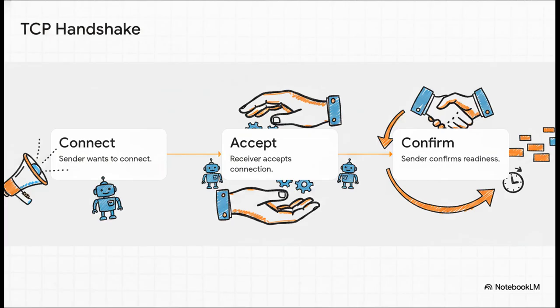TCP achieves this perfection through a meticulous setup process called the three-way handshake. Before a single piece of actual data is even sent, the two devices have a formal conversation. Step 1, the sender reaches out and says, "Hey, I want to connect." Step 2, the receiver replies, "Connection accepted, I hear you." Step 3, the sender confirms, "Great, I am ready to begin." Only after this careful verification does the data transmission actually begin. This ensures both sides are perfectly ready, but it introduces a major trade-off: communication overhead. Basically, it takes time to do things perfectly.